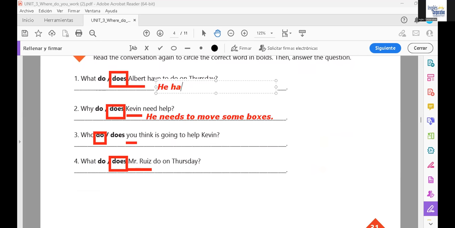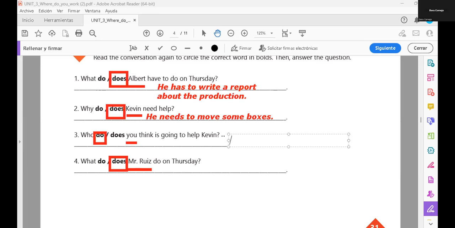He has to do what? He has to write a report about what? The production. About the production. Okay, and why does Kevin need help? He needs to move some boxes, right? Who do you think is going to help Kevin? Who? Any idea?